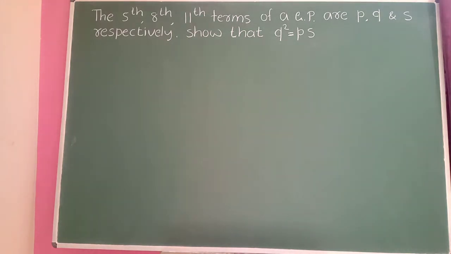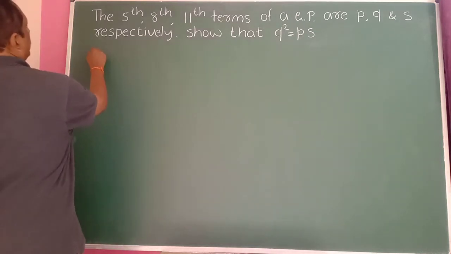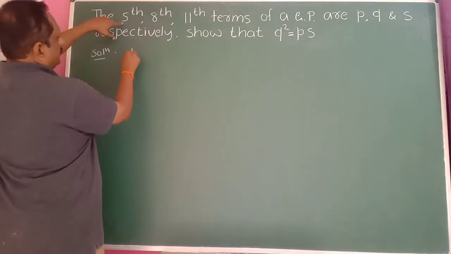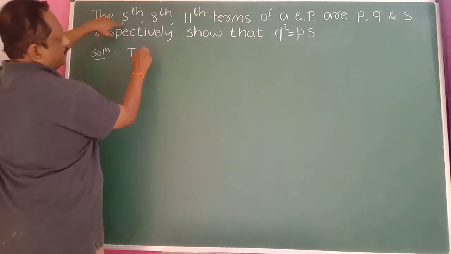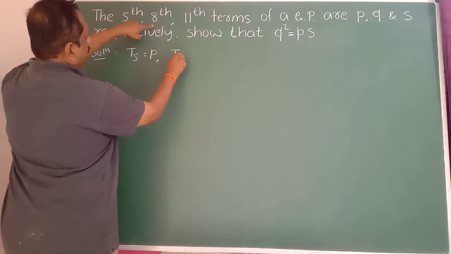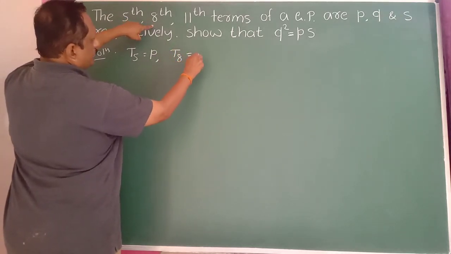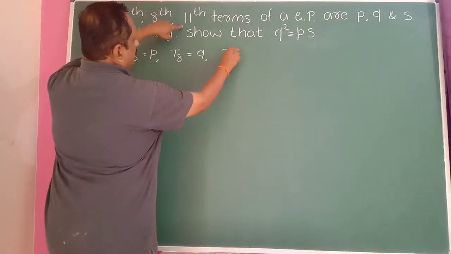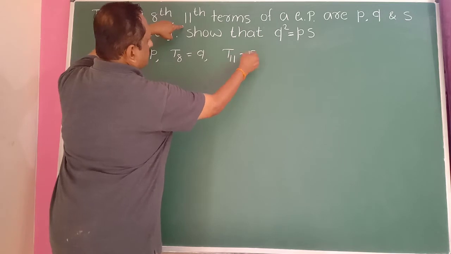Here the 5th term, 8th term and 11th term of a GP are P, Q and S respectively. Then show that Q square is equal to P into S. Okay, solution here. The 5th term T5 is equal to P, they are already given here. And T8 is equal to Q, the 8th term. And the 11th term T11 is equal to S.